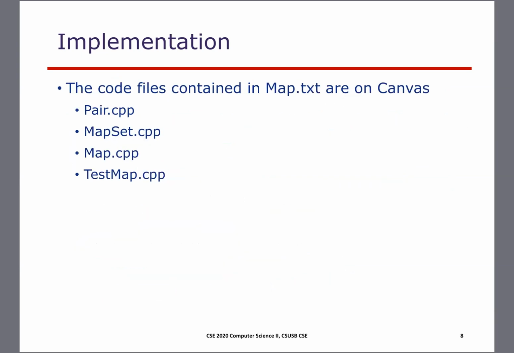Okay, the code files are contained in the map.txt file. I already uploaded this file to Canvas. So please download this file and review this code. In this code file, I put the four .cpp files in this txt file. Now let's take a look at the code file. This is in the map.txt file.